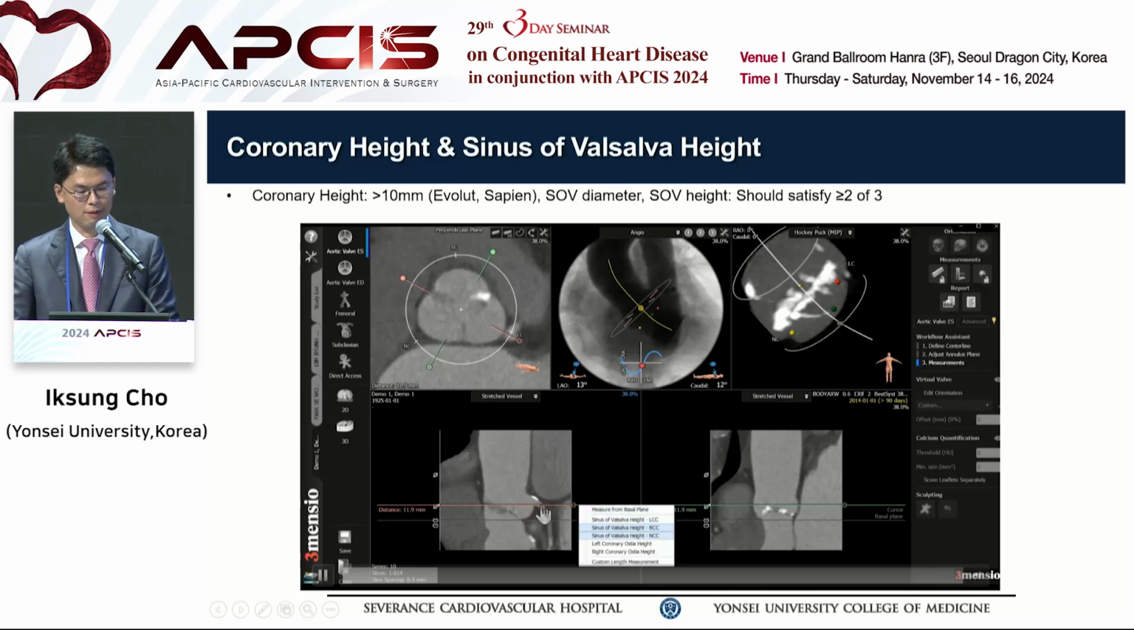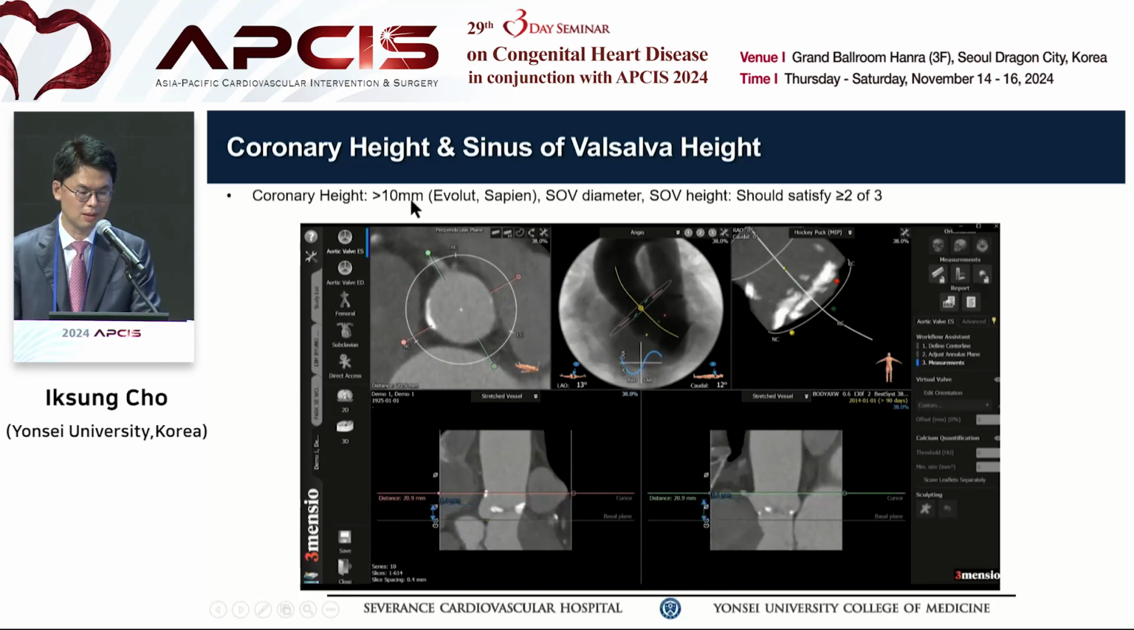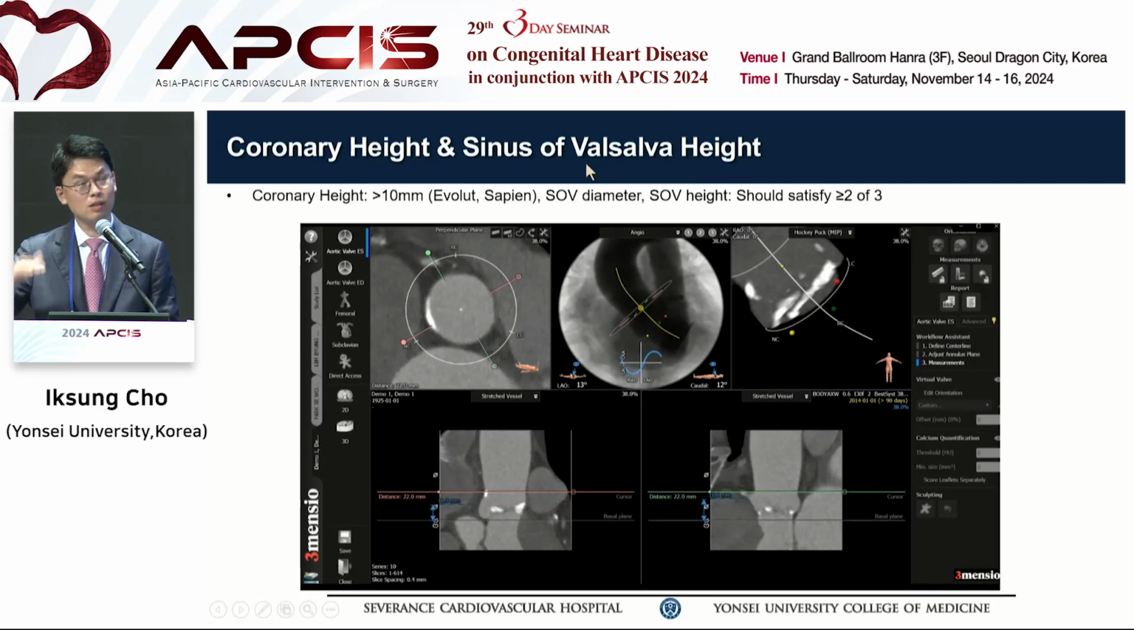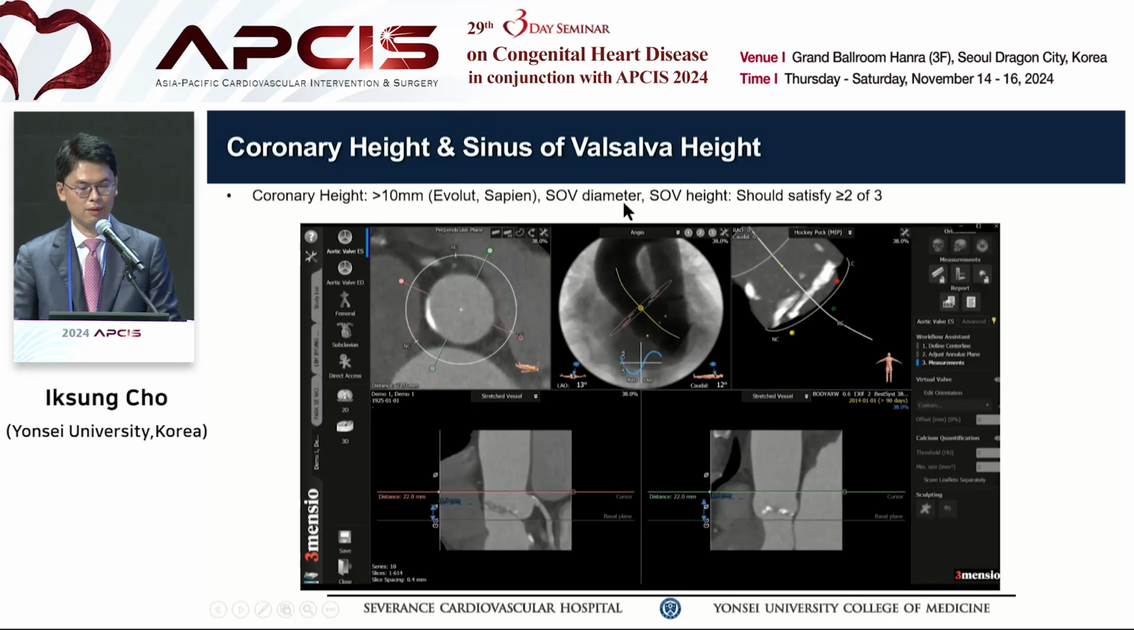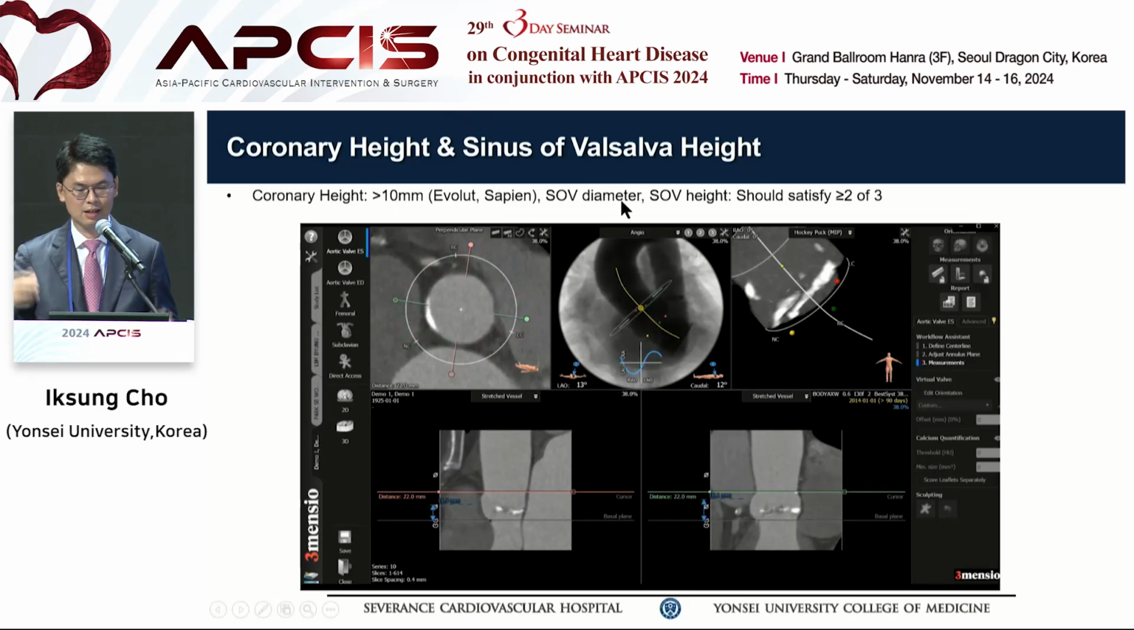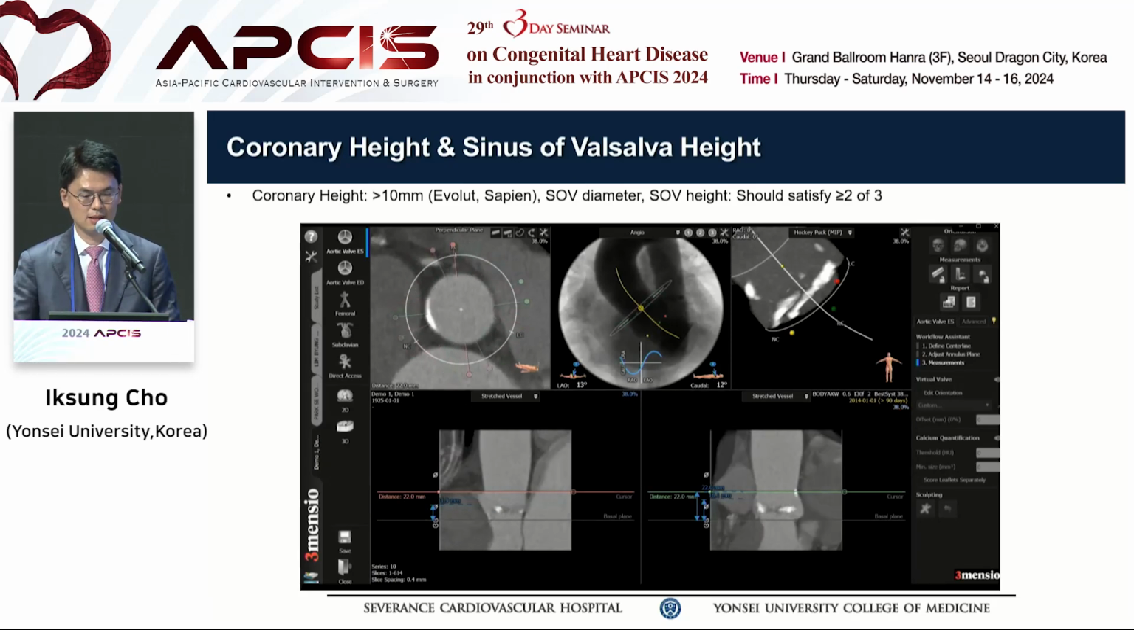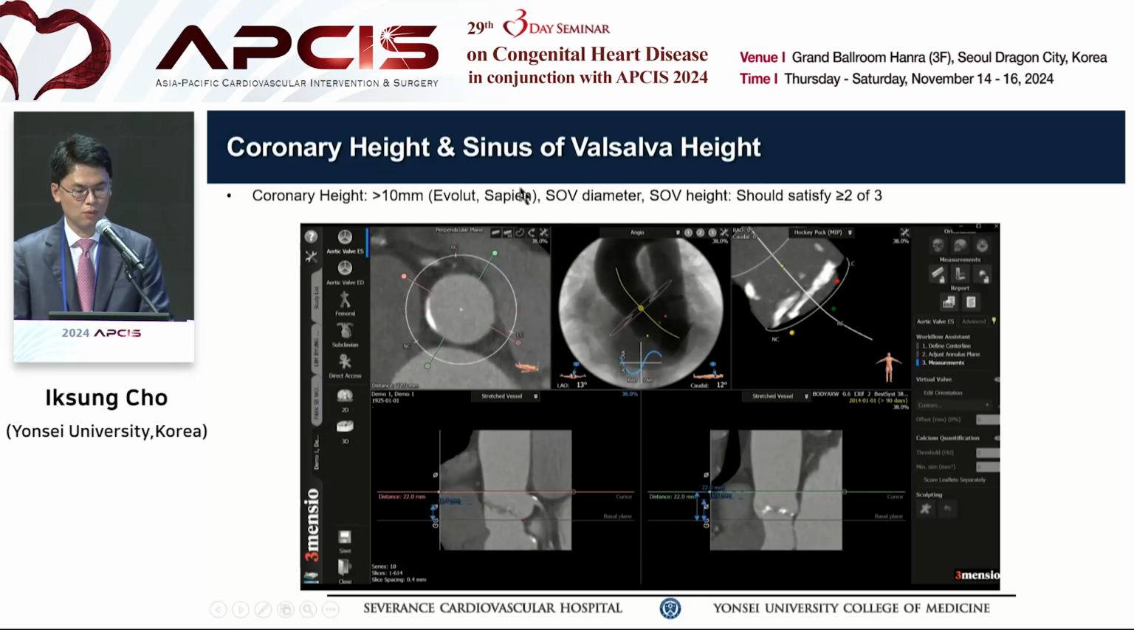If the left or right coronary cusp height is usually less than 1 centimeter, that would be a risk of coronary obstruction. But we have to think about the sinus of Valsalva size and sinus of Valsalva height together. Even though the coronary height is low, if the sinus of Valsalva diameter is enough, we can expect the coronary obstruction risk could be lower. But if the sinus of Valsalva diameter is small and the coronary height is less than 10 millimeters, we can expect that there could be a really high risk of coronary obstruction.